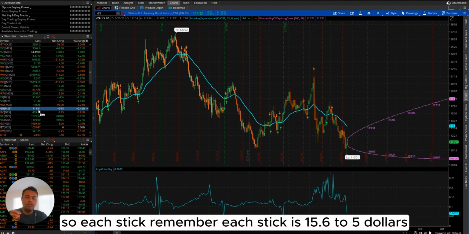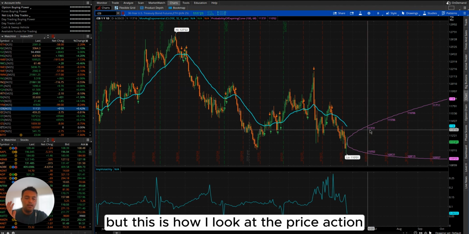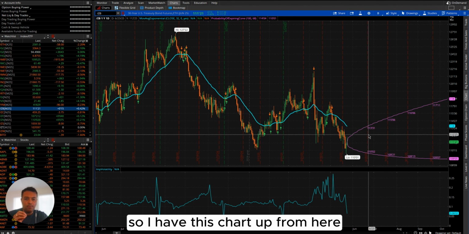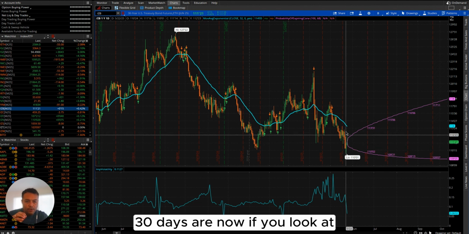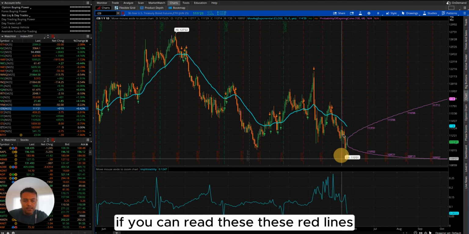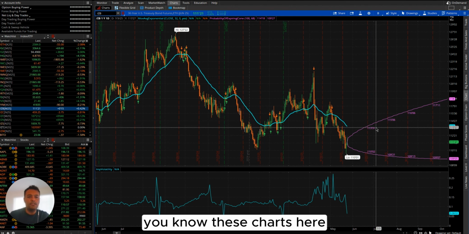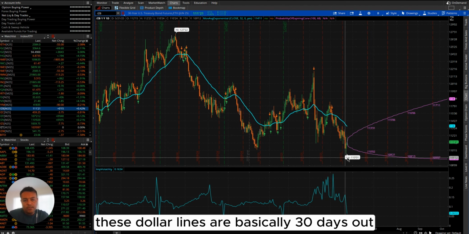Each tick, remember, is $15.625. You don't need to get into that. But this is how I look at the price action and how I analyze the market. So I have this chart up from here, 30 days out. Now, if you can read these red dotted lines, which come up whenever you add these charts here, these dotted lines are basically 30 days out.